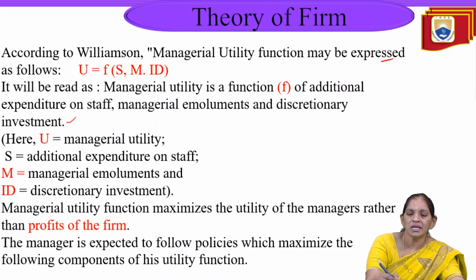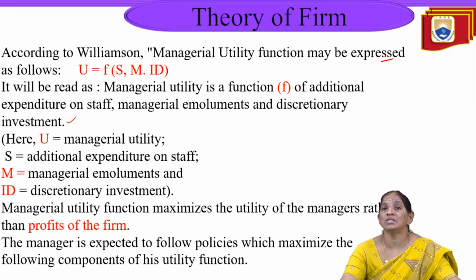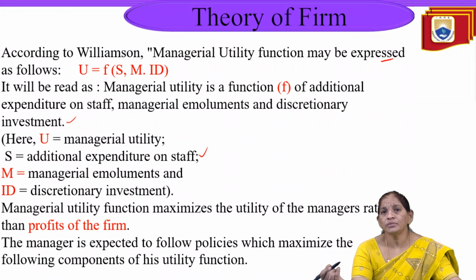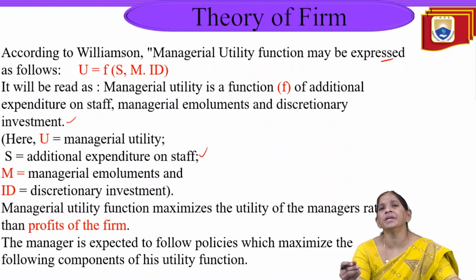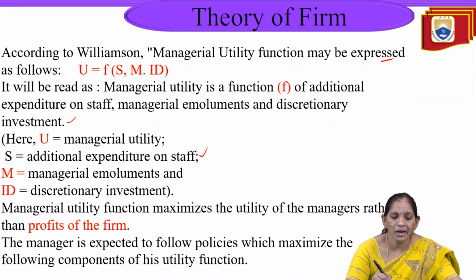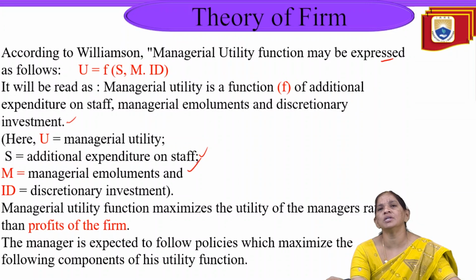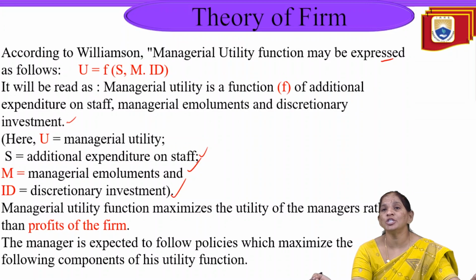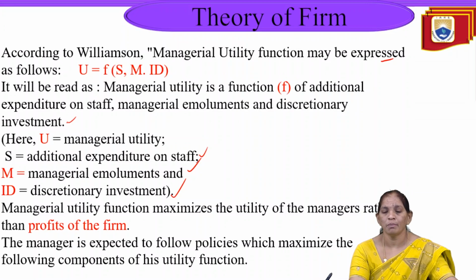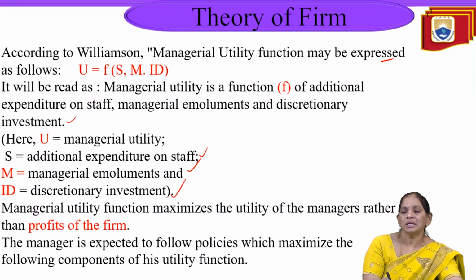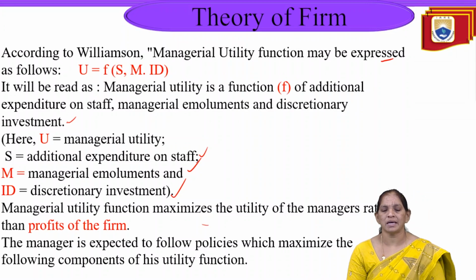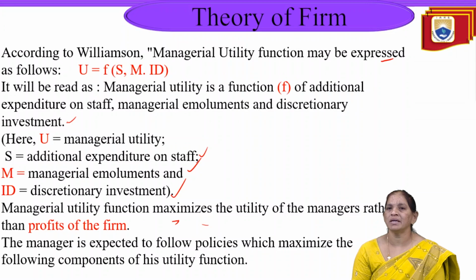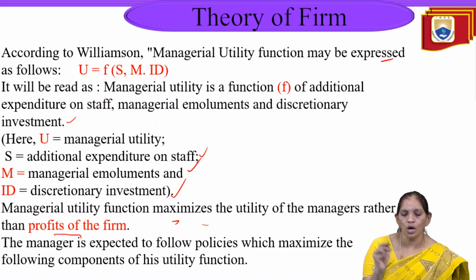Along with that, we can say U is manager satisfaction or utility. S is the additional expenditure the organization is spending upon the staff. M is the managerial involvement, meaning incentives. And ID is the extra discretionary amount they are spending for the welfare of the managers or the workers. So Williamson says the managerial utility function maximizes the managers' utility rather than the profit of the firm.